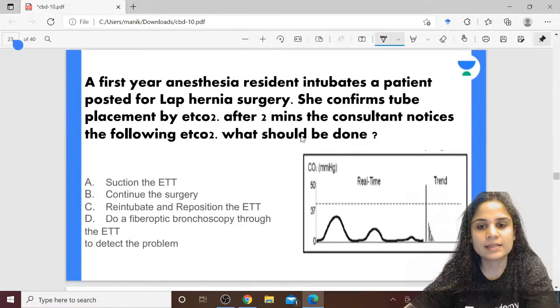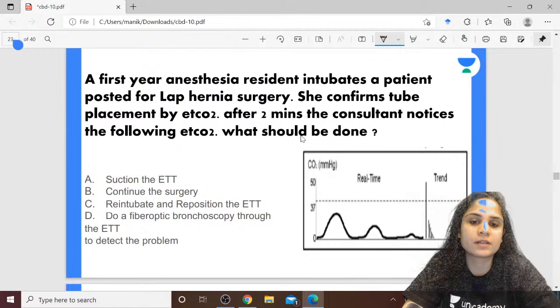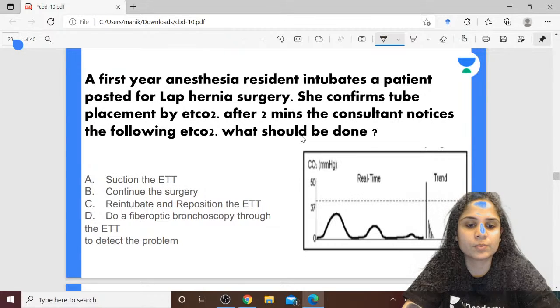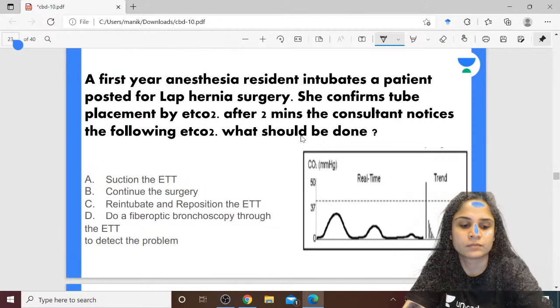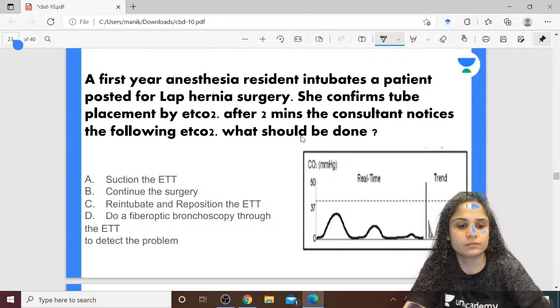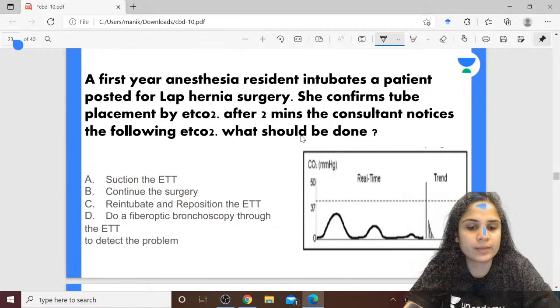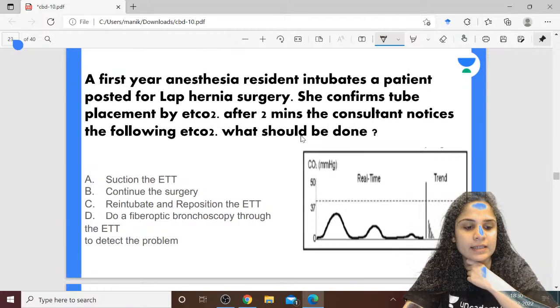Next question. A first year anesthesia resident intubates a patient posted for lap hernia surgery. She confirms tube placement by ETCO2. After 2 minutes, the consultant notices the following ETCO2. What should be done in this case? Suction the endotracheal tube, continue the surgery, reintubate and reposition the endotracheal tube, or do a fiber optic bronchoscopy through the endotracheal tube to detect the problem. Alright, so Manoj is saying that we should reintubate and reposition. Selva, GK, all of them are saying the same.